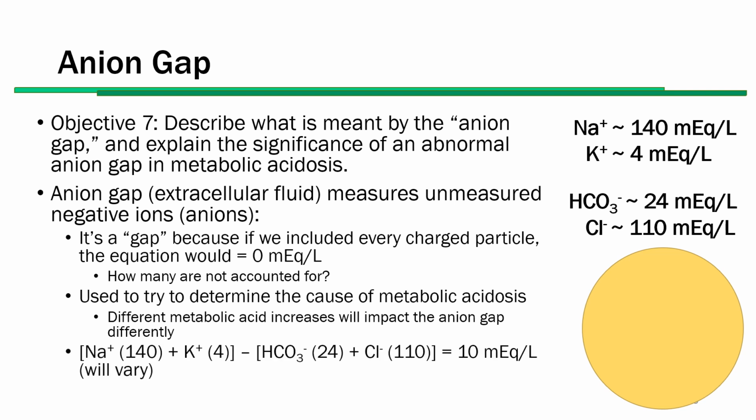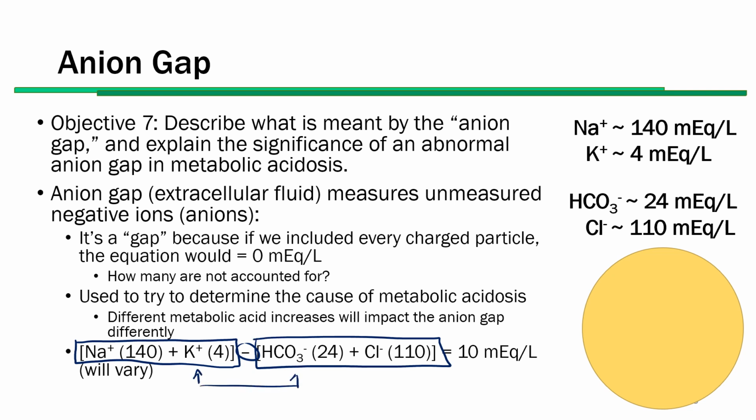What the anion gap looks at is it looks at the cations, and we subtract the anions, and we look at how much of a gap there is. What's the difference between the cations and the anions? That number is going to vary, but in this example, it's 10 milliequivalents per liter. It's positive because we are accounting for more cations than we are anions.